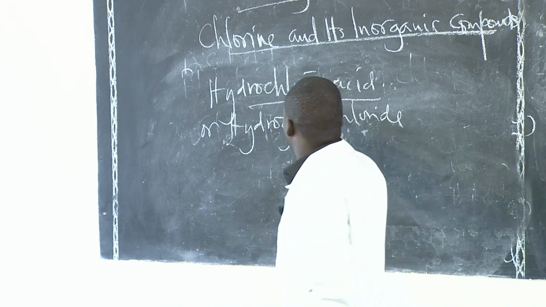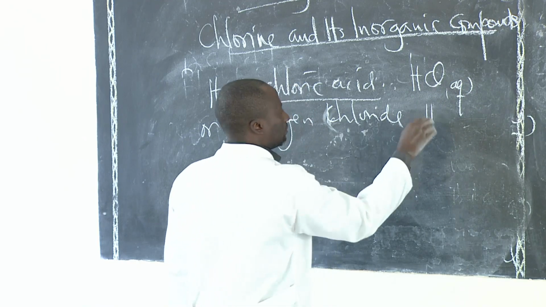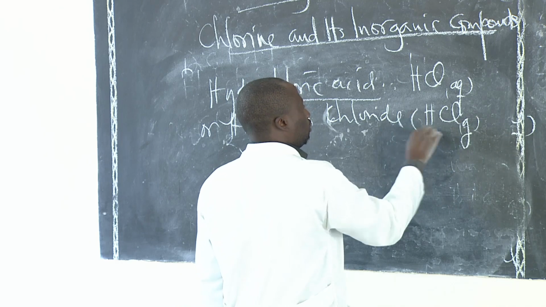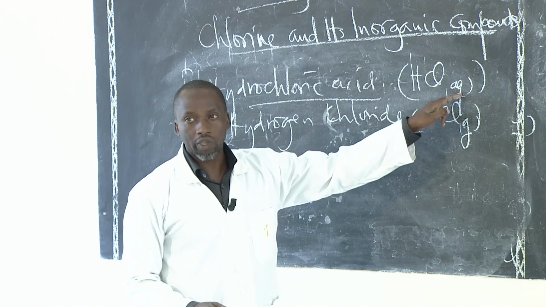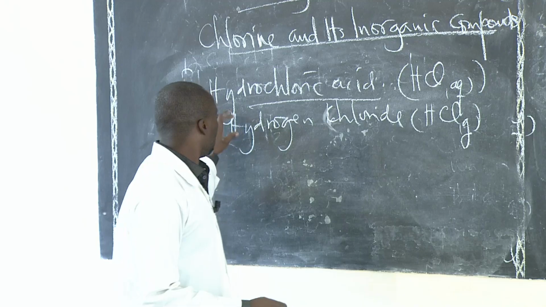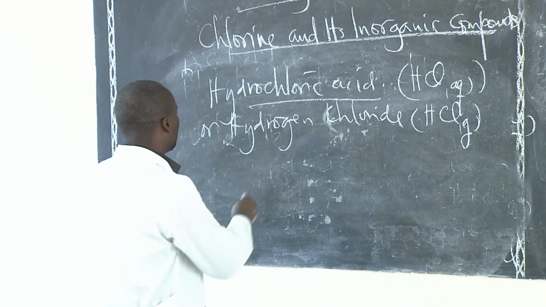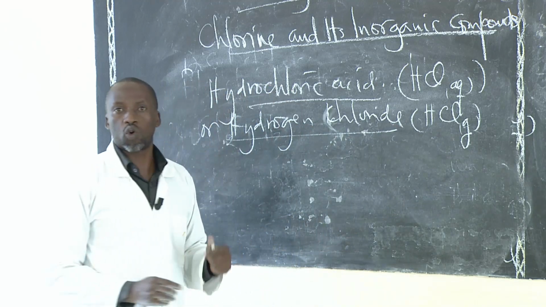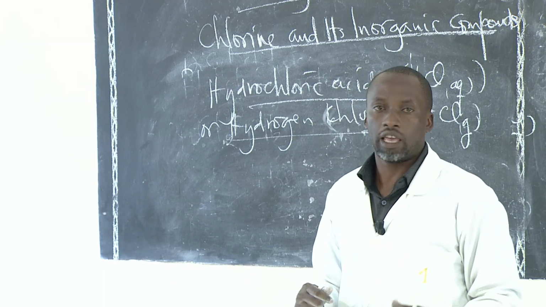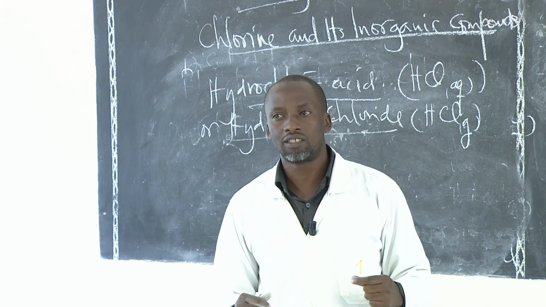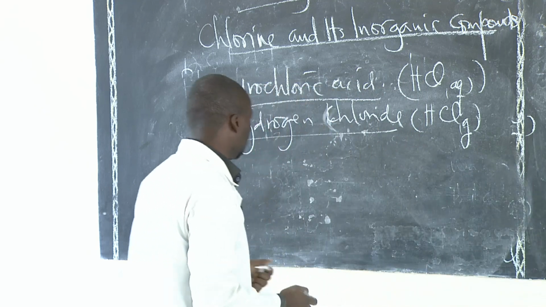I said the difference here, between hydrochloric acid and hydrogen chloride, is the state. Therefore, you should take note of that. Hydrochloric acid is aqueous. Hydrogen chloride is a gas. So we are just going to see first how this hydrogen chloride is prepared. We also look at some of the physical properties, and then we'll also look at some of its chemical properties.